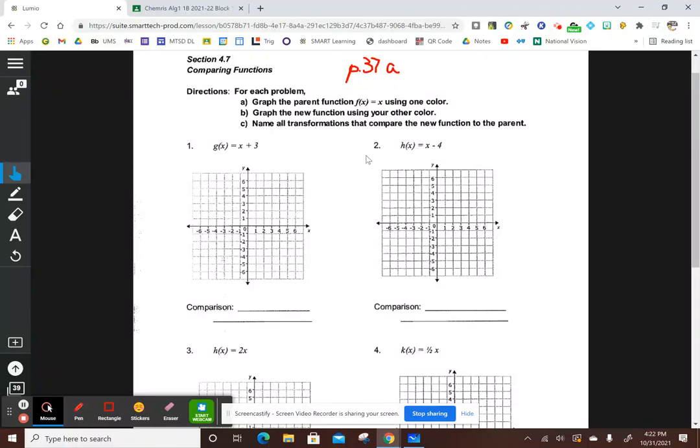Okay, we are going to work on page 37a. We're going to go over transformations of linear functions. So I want you to open up to page 37a. You are going to be looking at this page, but I am going to be showing the work on a different page.